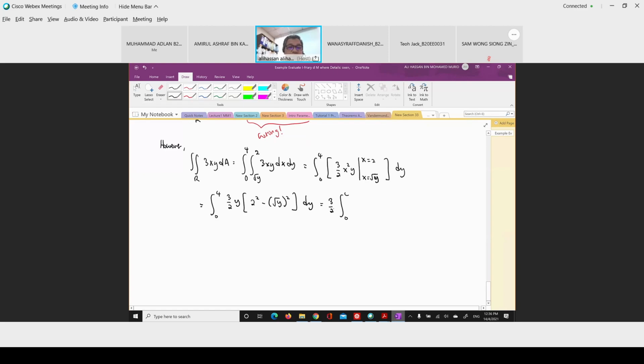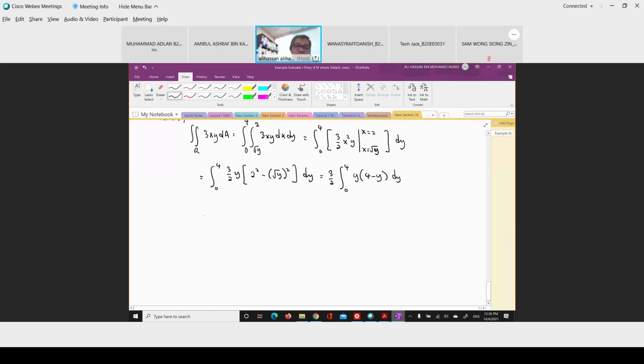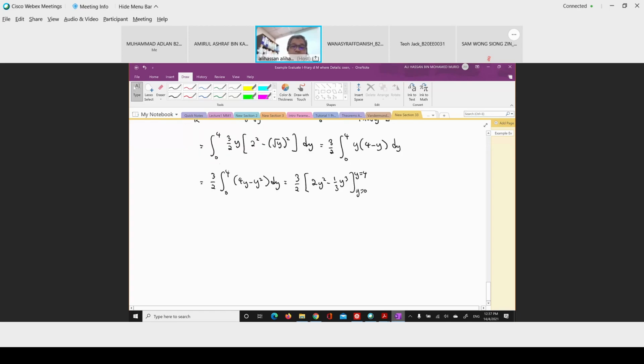So now it reduces to a single integral with respect to y only. Let me pull out the constant 3 over 2. Here we have the integrand y times 4 minus y. So let's multiply y into the bracket, we get 4y minus y squared. Then we integrate with respect to y. The result is 2y squared minus 1/3 y cubed, y between 0 up to 4.